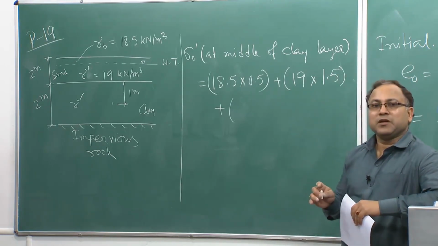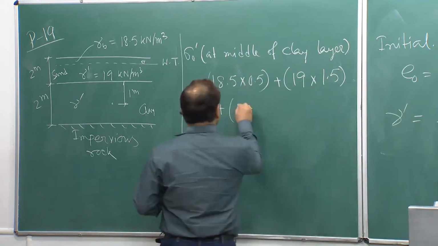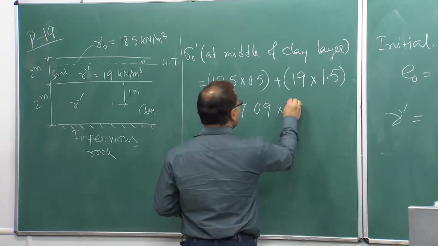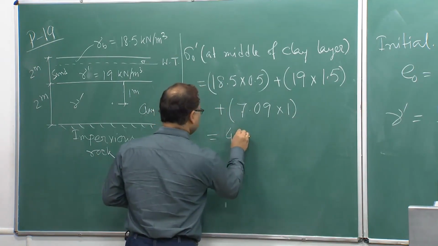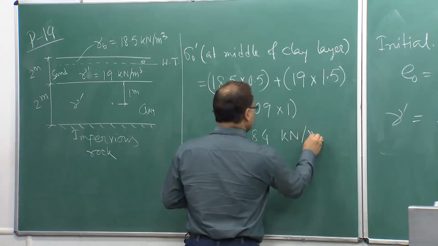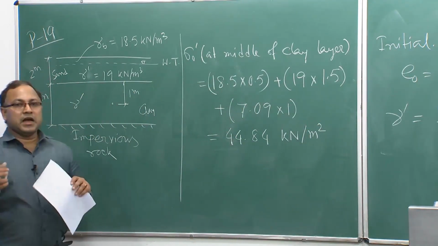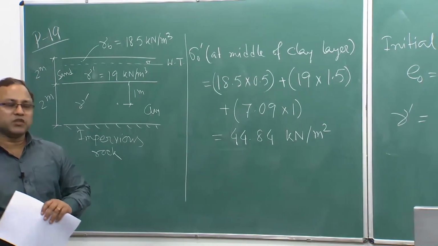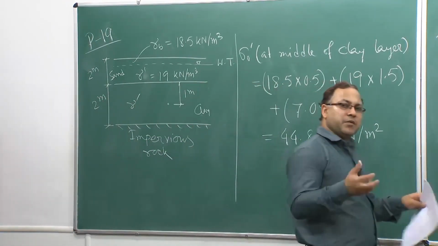What is the depth of the clay layer at the middle of the clay layer? It is simply 1 meter. So, 7.09, that is the submerged unit weight we have just calculated, into 1. If you calculate this, it comes as 44.84 kilonewton per meter square. So, this is the effective stress at the middle of the clay layer, and that is already there. Because of this much pressure, the soil has been consolidated.